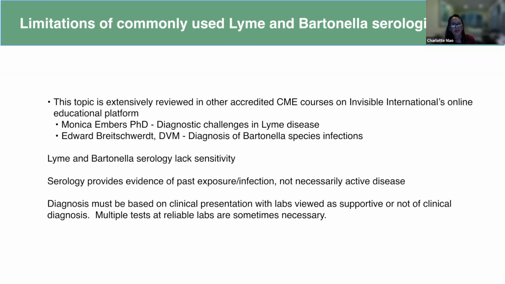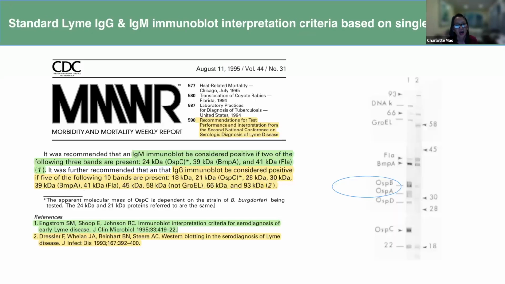But bottom line, the message is that Lyme and Bartonella serology lacks sensitivity. The serology results provide evidence of past exposure and infection, but not necessarily active disease. So diagnosis must be based on clinical presentation with labs viewed as supportive or not of a clinical diagnosis. And sometimes it's necessary to do multiple tests at reliable labs because of limited sensitivity.